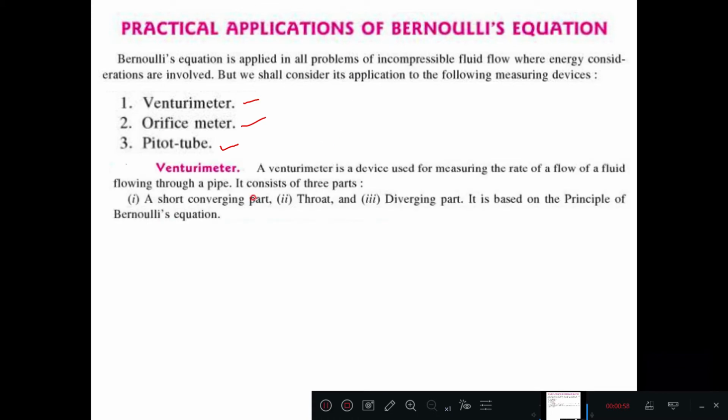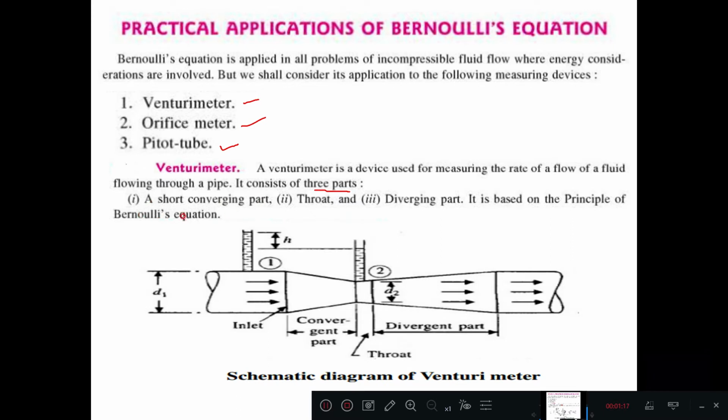So let us take the first device, that is a venturimeter. A venturimeter is a device used for measuring the rate of flow of fluid flowing through a pipe, and it consists of three parts. They are a short converging part, a throat and a diverging part. It is based on the principle of Bernoulli's equation.